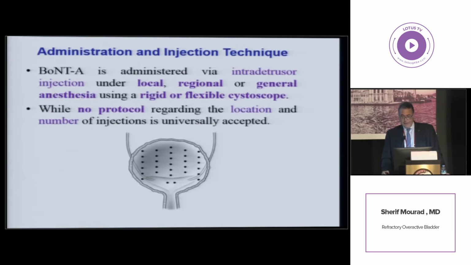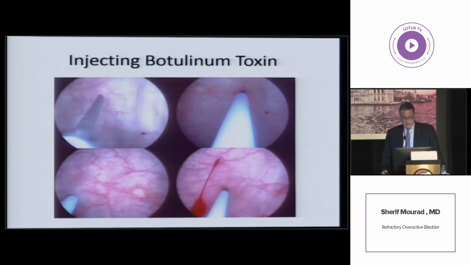It is administered via intra-detrusor injection under local, regional, or general anesthesia using a rigid or flexible cystoscope, while no protocol regarding the location and number of injections is universally accepted. So you can inject 20 or 30 and you can make the geographical distribution yourself. This is the injection of botulinum toxin. You can inject it intra-detrusor or even in the ridges of the detrusor muscles appearing under the mucosa, or even sometimes we put it submucosally, and both work very well.